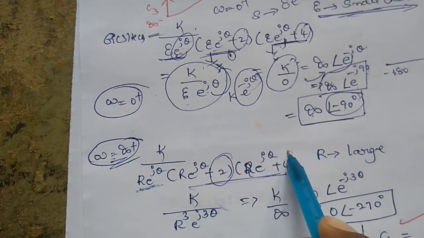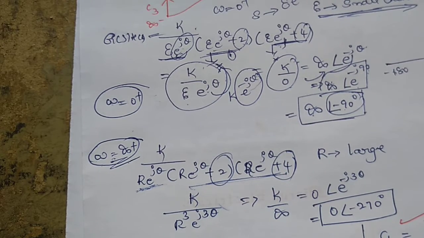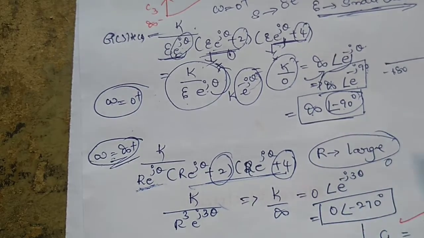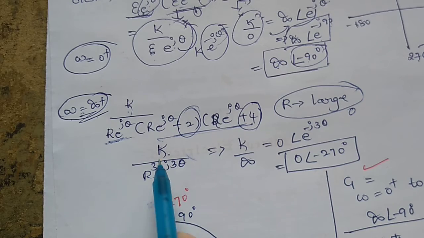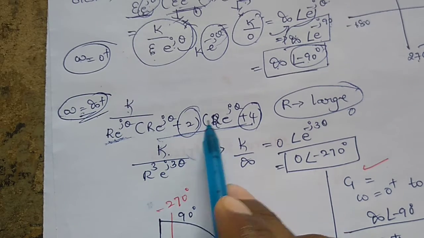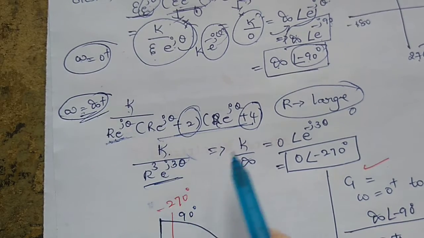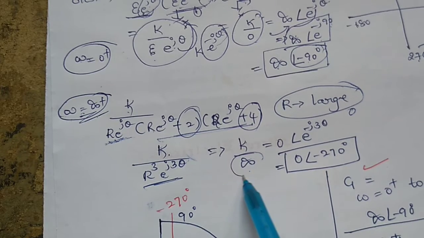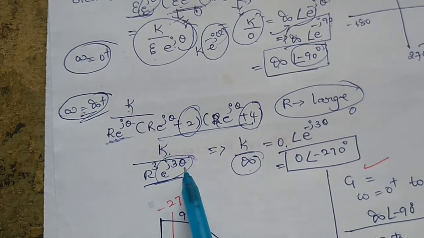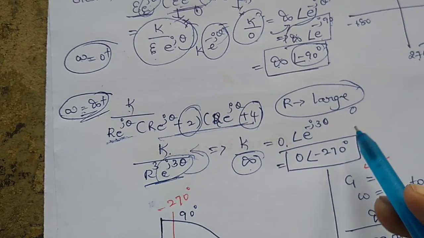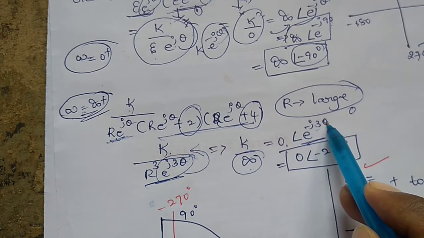Then you have to eliminate this constant term, which is very small. You can consider it as 0. Then r is a very large factor, so you can get k as a constant, rewritten as r into r into r, r cube e raised to j3 theta. Anything divided by a larger value we can take as 0. To calculate the angle, we have to shift it to the numerator. We get e raised to minus j 3 theta.